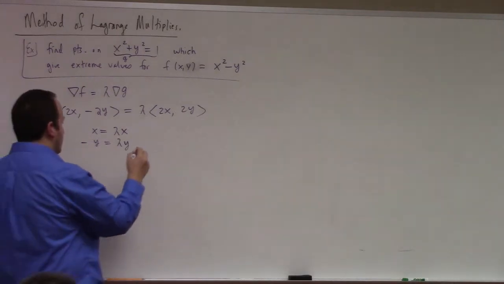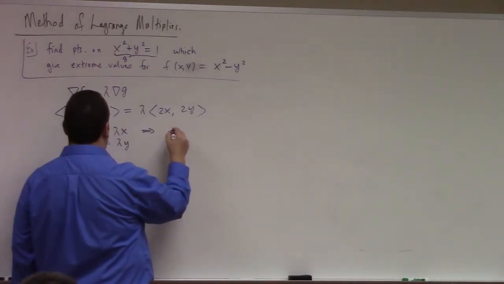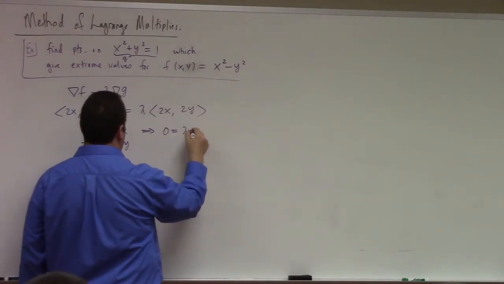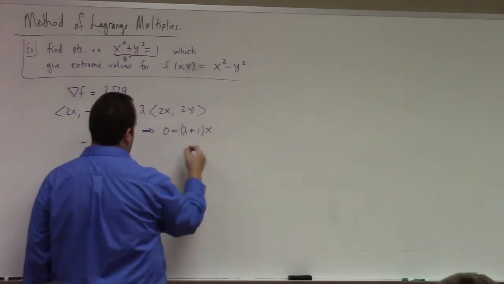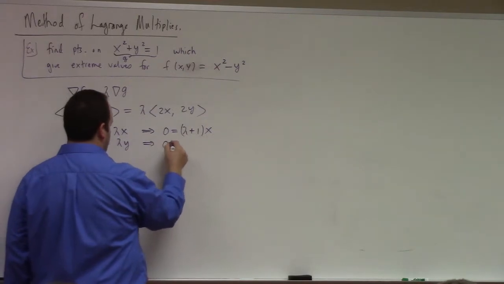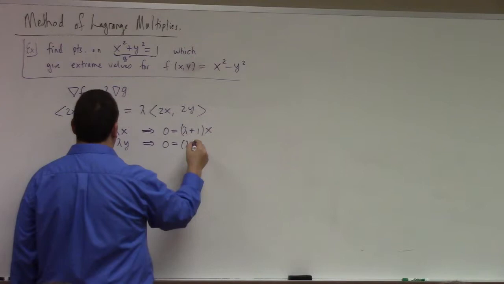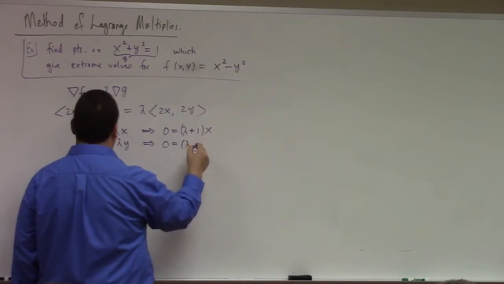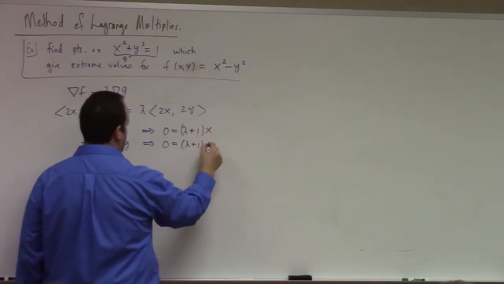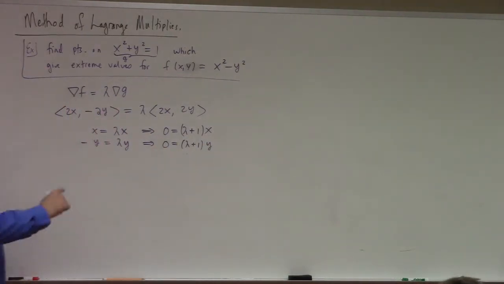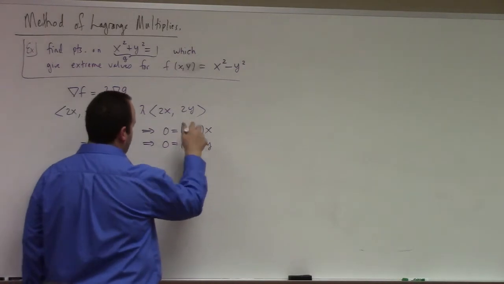Now, let's see here. We should rewrite this as 0 is equal to lambda plus 1 times x, right? This says 0 is equal to lambda. Oh, I'm sorry. Did I say lambda plus 1? I should say lambda what? Which one of these is minus? Which one of these is plus? The x one has a minus, right?